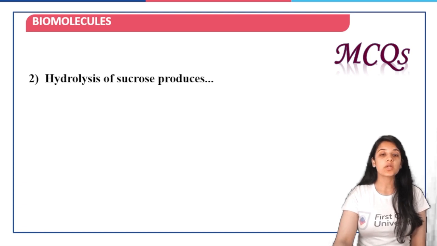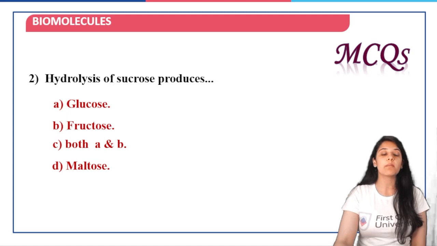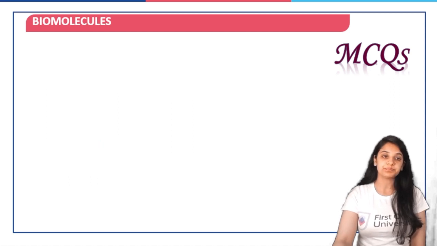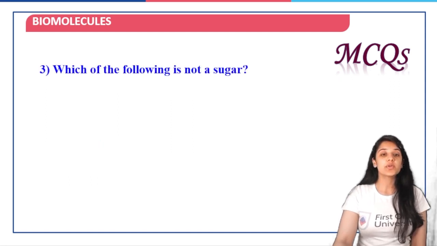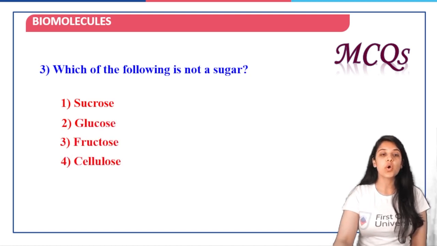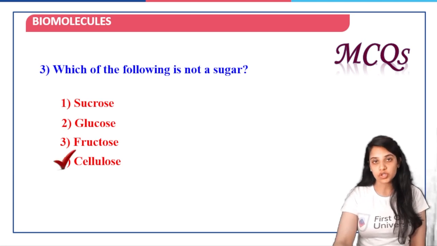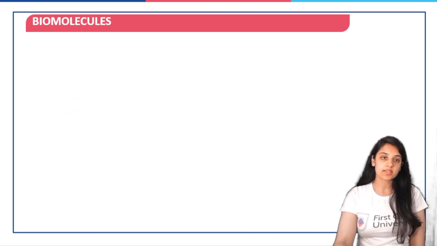Next question: hydrolysis of sucrose produces glucose, fructose, both A and B, or maltose. We have seen that sucrose is a disaccharide and it will get hydrolyzed into two units of monosaccharides. One is glucose, the other is fructose. So option C is the correct answer. Next question: which one of the following is not a sugar? Sucrose, glucose, fructose or cellulose. We have seen that there is a sugar and there is a non-sugar, and it is cellulose which is not a sugar. So option D is the correct answer.